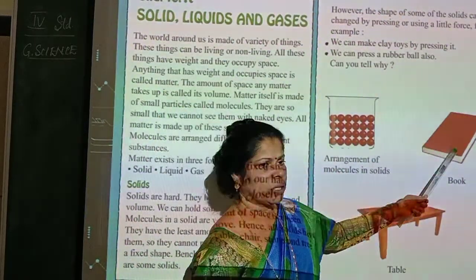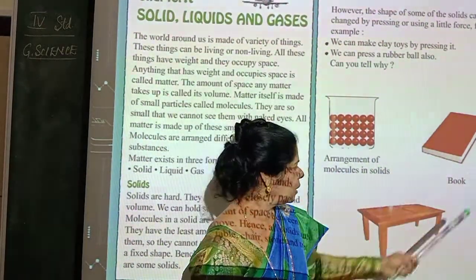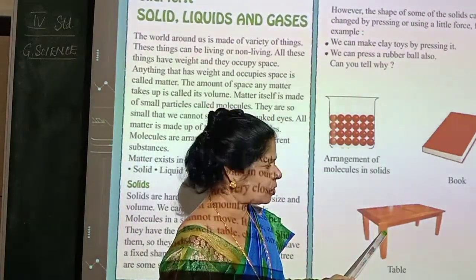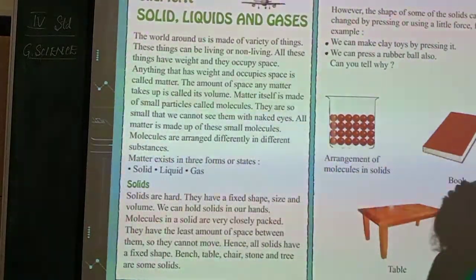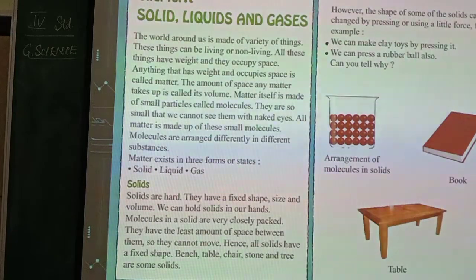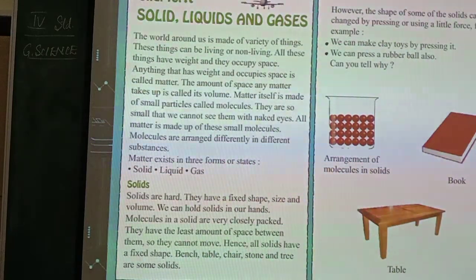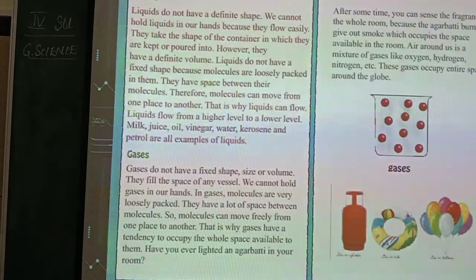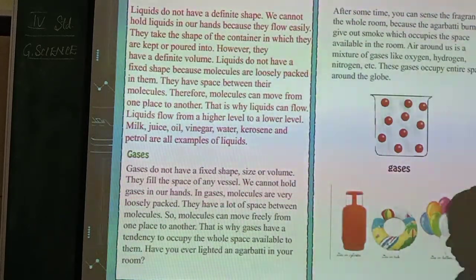Now, look at the book. The book is also solid. Look at the table. The table is also solid. So, like that, you can see the molecules are very closely packed. So, it has got a definite shape. Did you understand? So now you see here. So that is about the molecules.